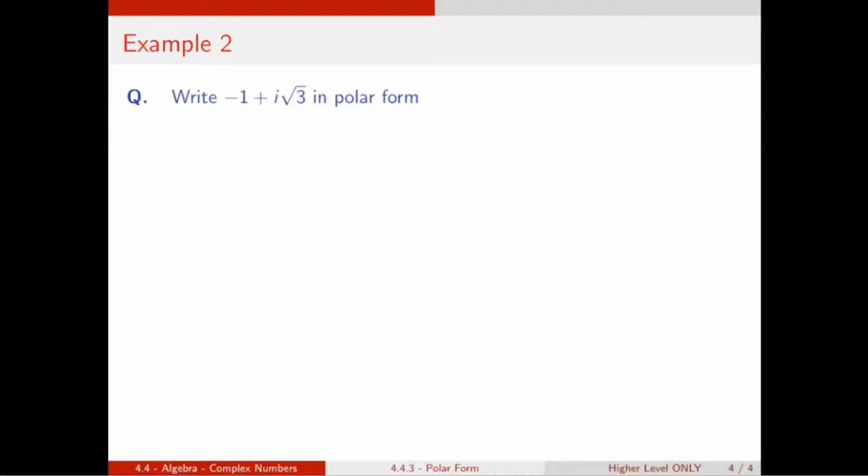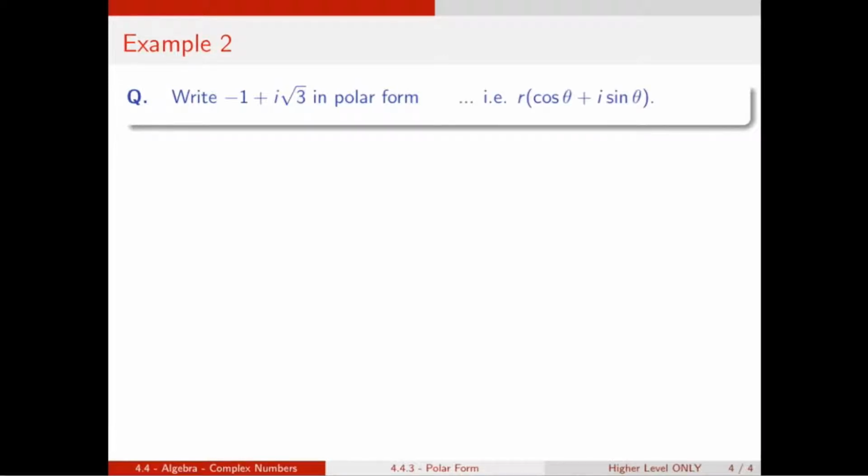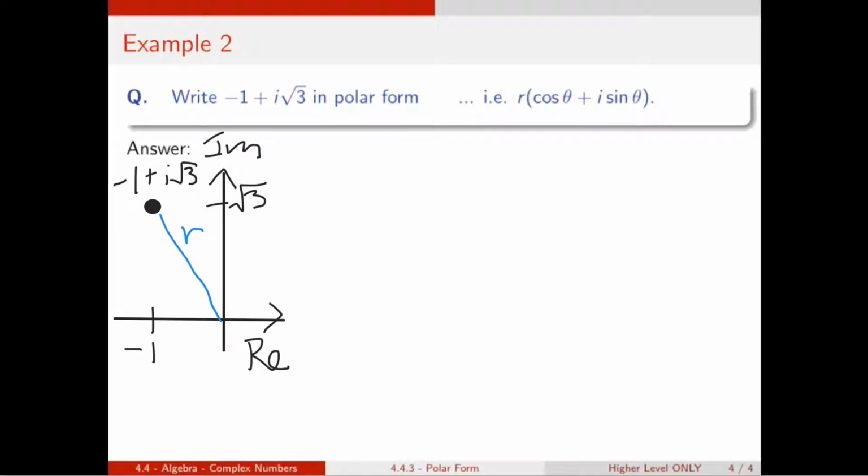Example 2: write minus 1 plus i root 3 in polar form, i.e. again in the form r cos theta plus i sine theta. So again, let's plot our point on an Argand diagram. And again, let's draw a line up from the origin to the point. Now this time we mark in alpha, which we call our reference angle. And then we want to relate this back to theta, which is the angle to the positive x-axis. Remember, the positive x-axis is the part of the x-axis to the right of the origin.